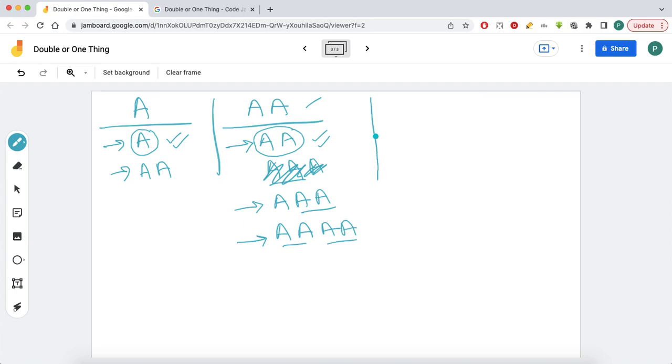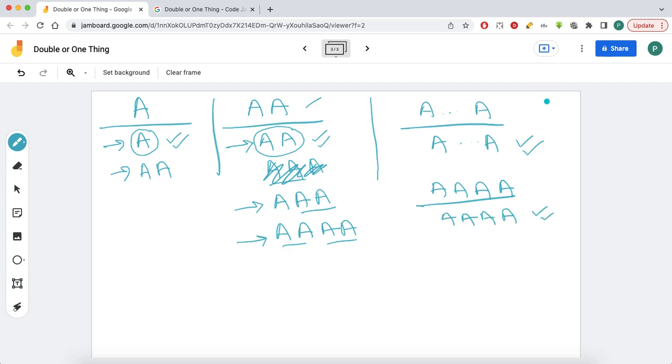So what we can conclude is that if the string contains a single character, then the answer for that string is that string itself. That is, if the string is given like this, which has only one single character in it, the answer would be that string itself. So this is one observation that we consider.